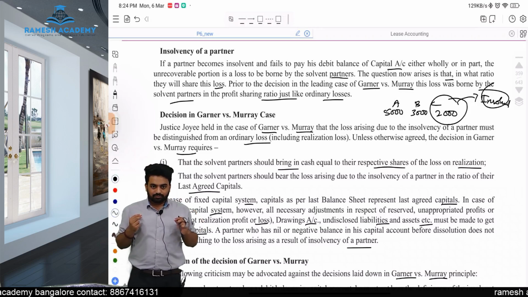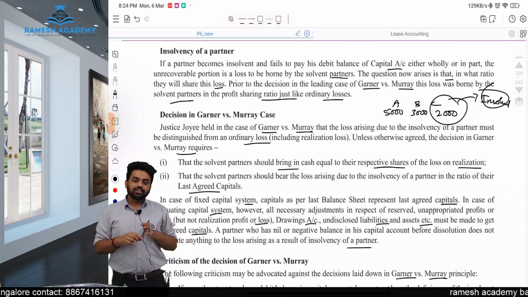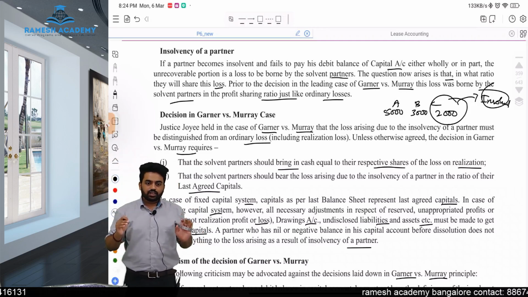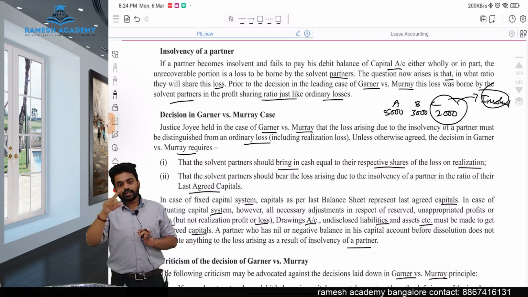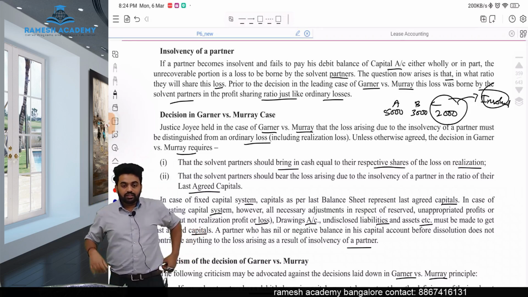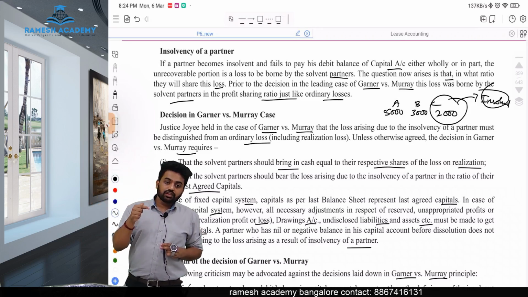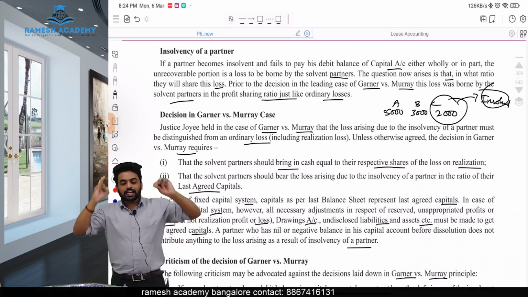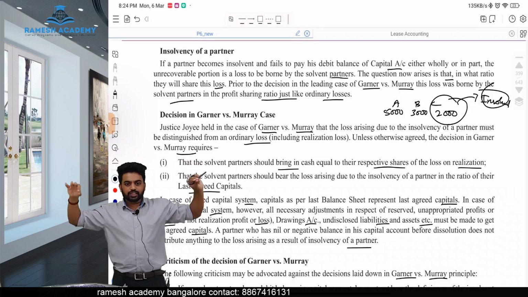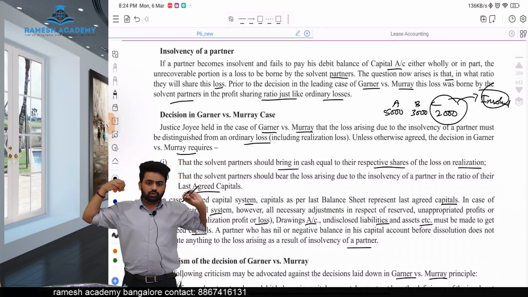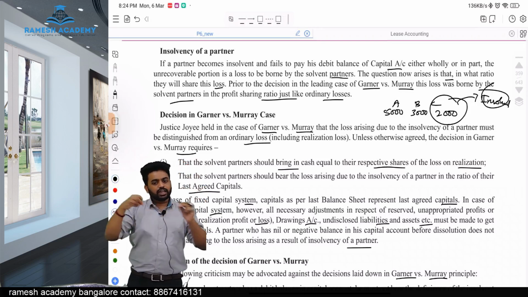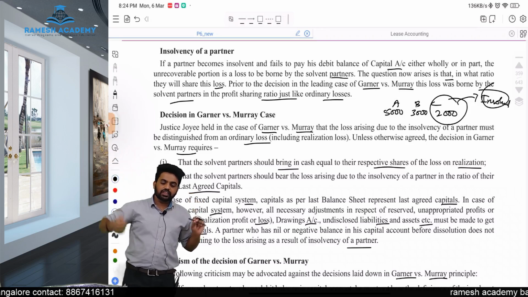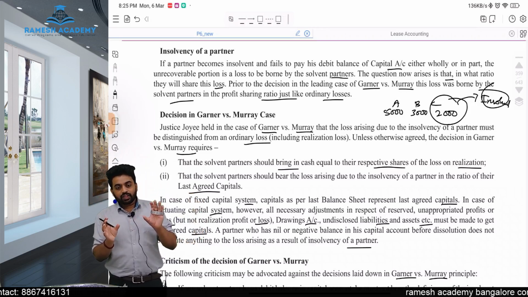If the capital is fixed, then whatever the ratio is in the fixed capital account, that only you take. But if it's fluctuating, except the realization loss or gain, whatever transactions come, whatever adjustments there are, general reserves, funds, accumulated profit, accumulated losses, except realization, first adjust everything to the capital account.